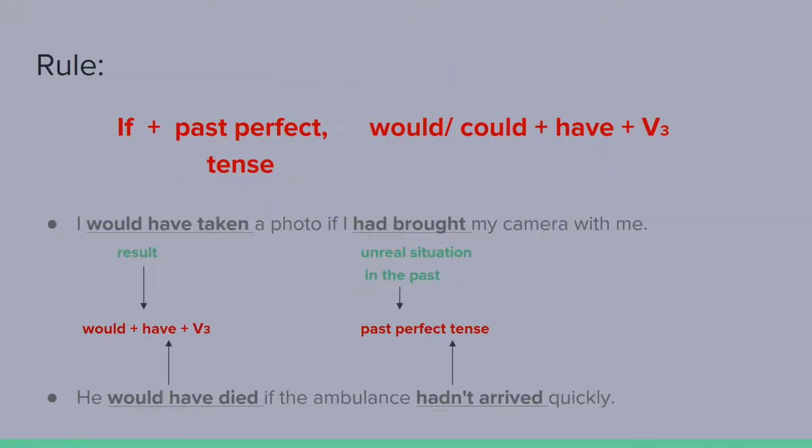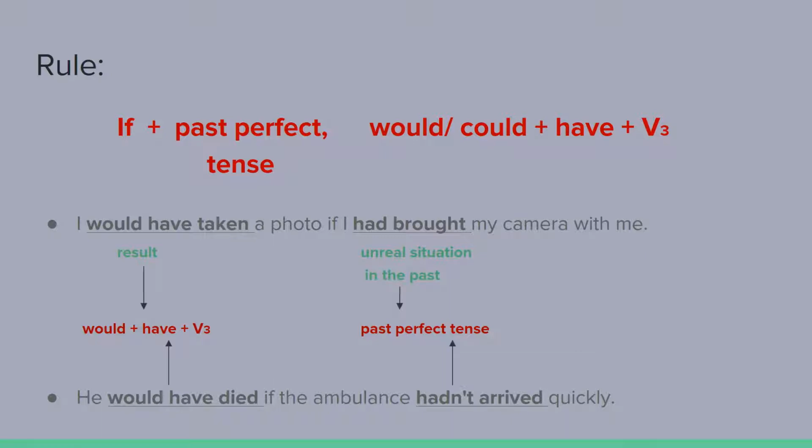The rule for the third conditional is in the situation sentence we use if plus past perfect tense, and in the result section we use would or could plus have plus verb 3. Let's look at 2 examples and see how we use the verbs in third conditional. I would have taken a photo if I had brought my camera with me.